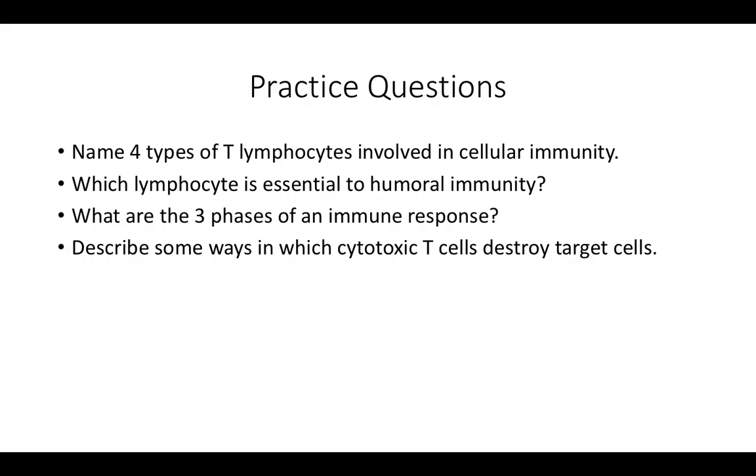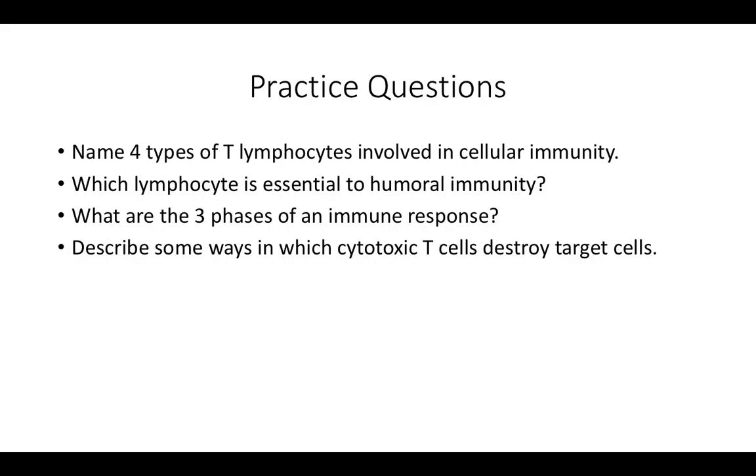Which lymphocyte is essential to humoral immunity? So again, this wasn't necessarily important for this section, but it will be for the next section. So I just want you guys to remember that helper T cells are involved in cellular immunity and also involved in humoral immunity. So remember, cellular immunity is the type of immunity where you get T lymphocytes that target and attack a pathogen directly or an antigen directly. Humoral immunity is where we use antibodies instead. So that's what we're going to talk about in the next section.